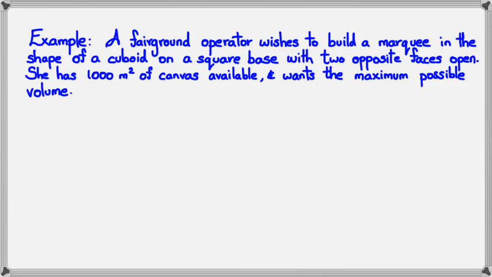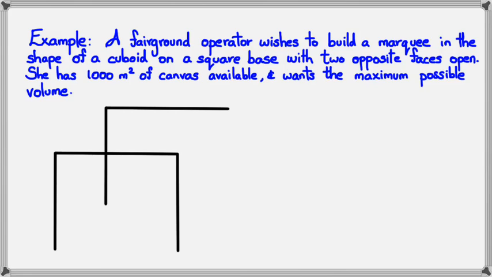In this question, a fairground operator wishes to build a marquee in the shape of a cuboid on a square base with 2 opposite faces open. She has 1,000 meters squared of canvas available and wants the maximum possible volume of the marquee. Before you start, like with any calculus problem, it's always good to just draw a rough diagram.